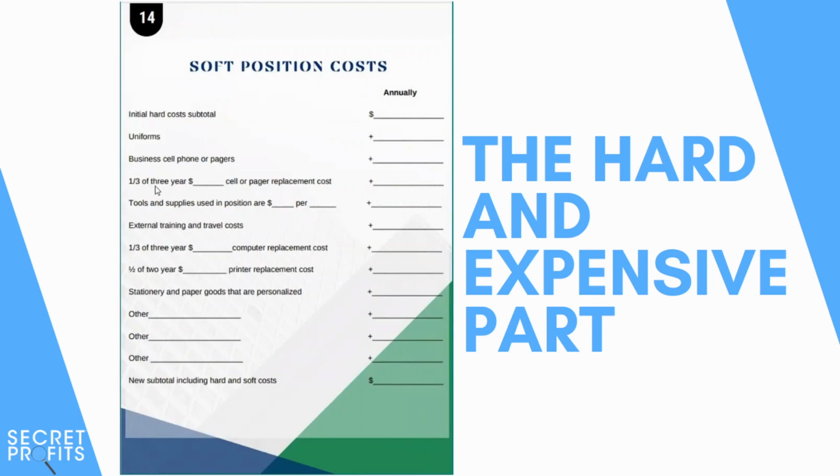Do you provide uniforms, phones, or pagers? And do you see on this particular line where I'm putting my cursor, one-third of 3 years of a cell phone or pager replacement cost? That's just an example. Or other tools and supplies. Do they have a computer, printer, whatever the case may be? I like to add these into the cost of a position because this is going to help me later when I'm actually pricing goods and services that they may provide, to make sure that I am charging enough. You'll see in the example why a little bit later.